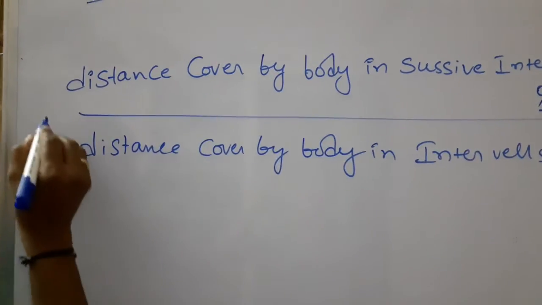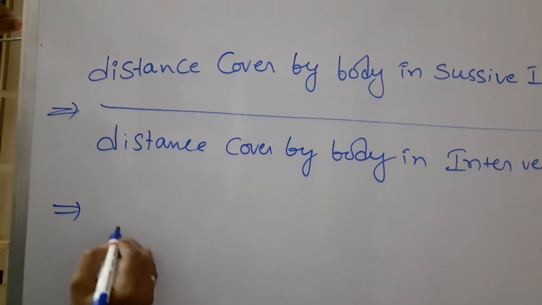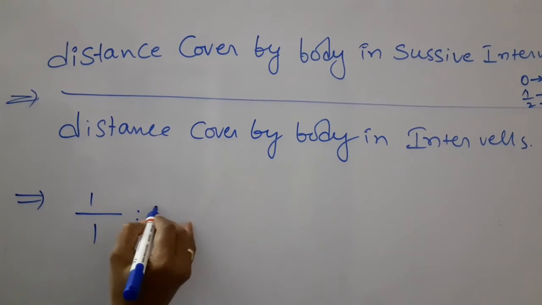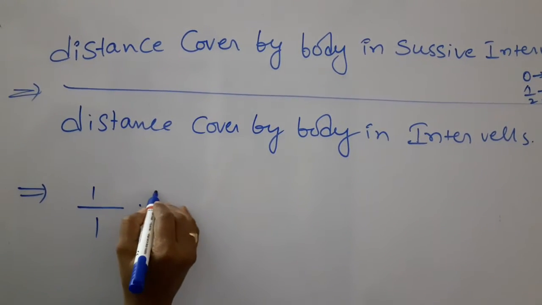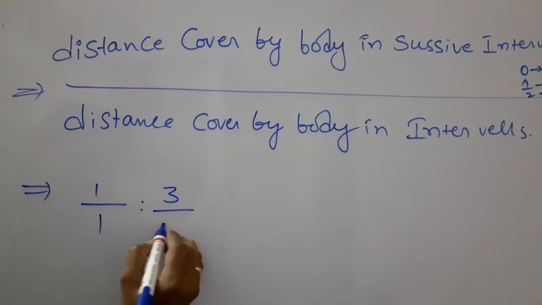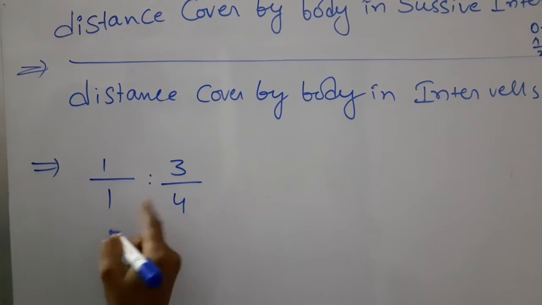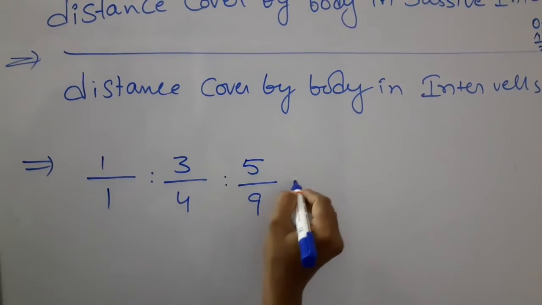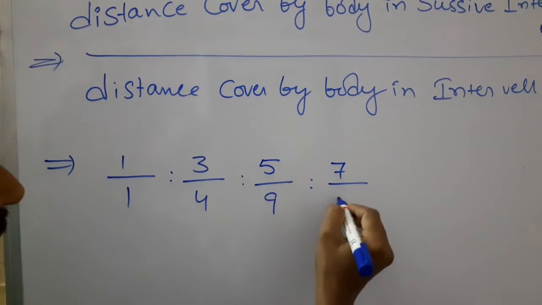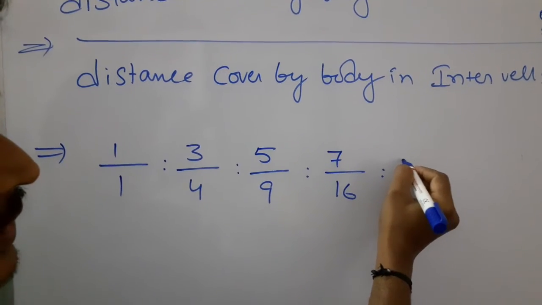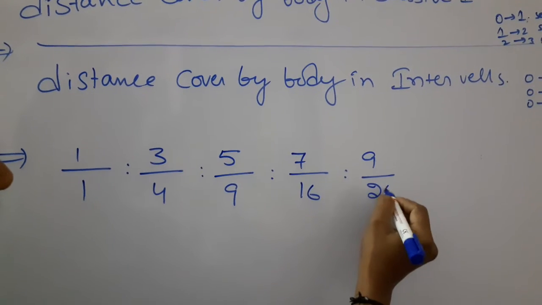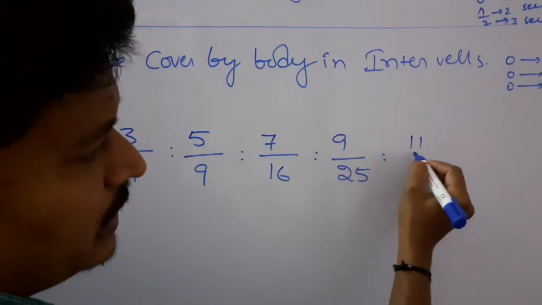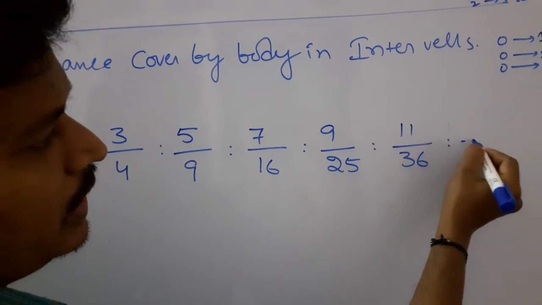Right? So when we are observing the ratio, that is 1 by 1, what is that? Next one, 3 by, what is that? 4, 2 square. Next one 5 by 9. Next 7 by 16. Next 9 by 25. Okay. So next one 11 by 36 and so on.